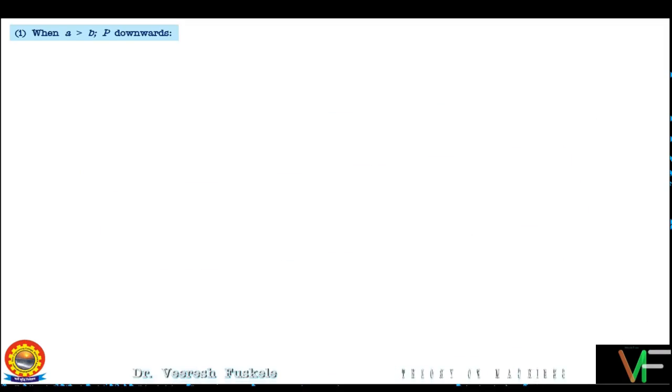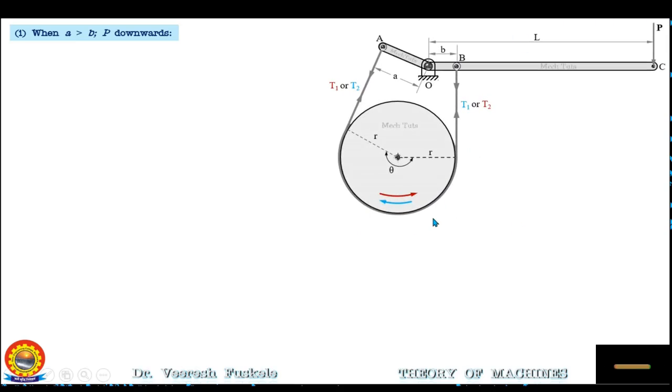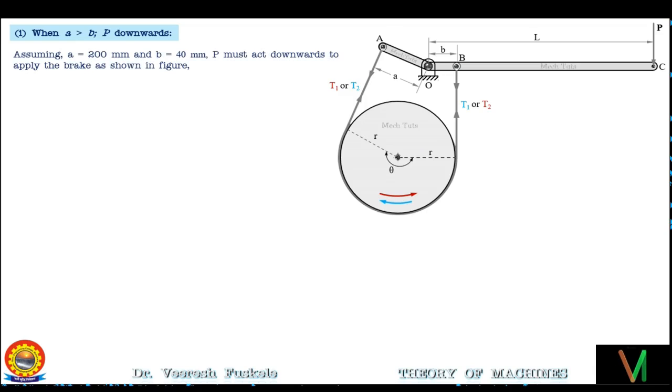We start with the case when A is greater than B and P is acting in the downward direction. So this is the configuration, and we will consider both directions of rotation of the drum, that is, if the drum is rotating in the counterclockwise direction or in the clockwise direction. In this case, assuming that A is 200 mm and B is 40 mm, P must act in the downward direction as shown in the figure. Now the ratio of tensions is given by T1 by T2 is equal to e to the power of mu theta.